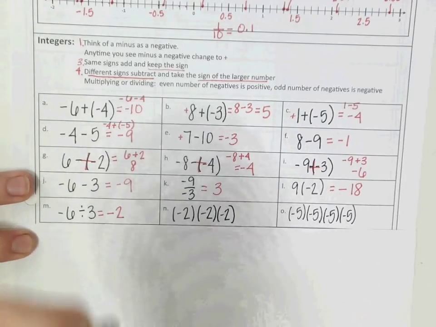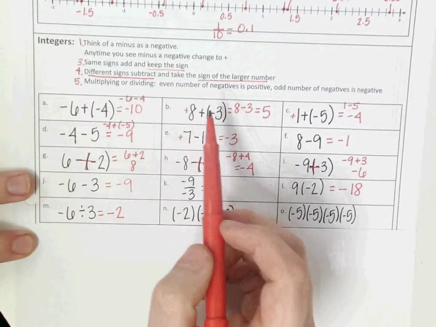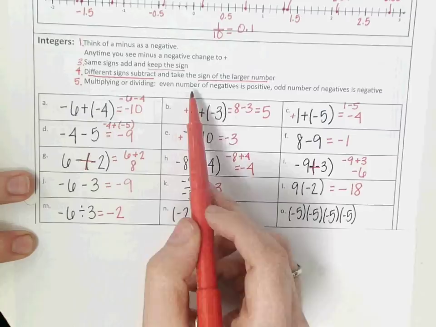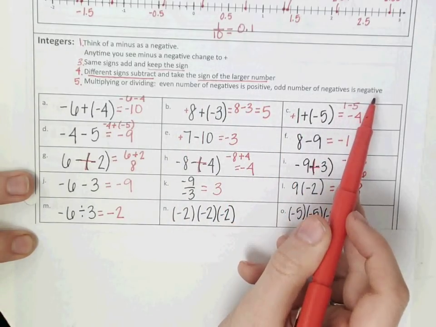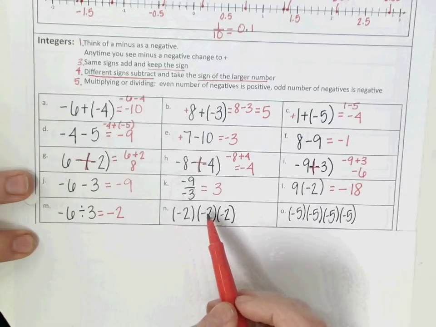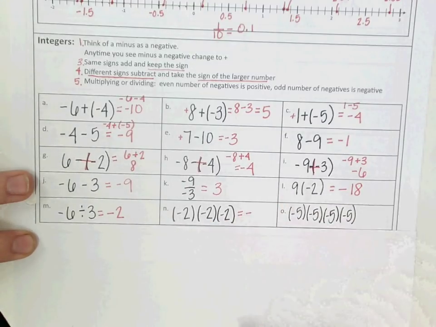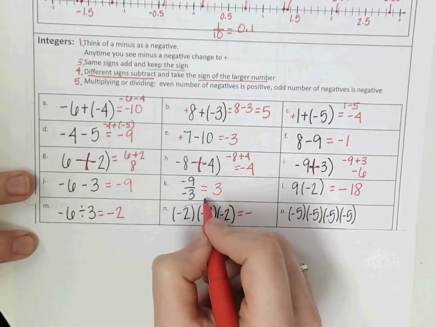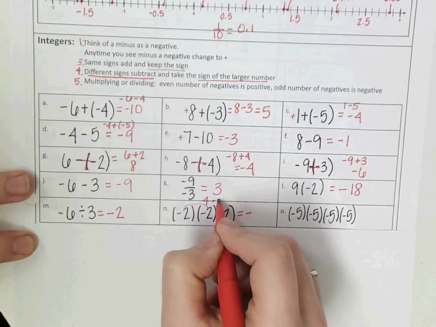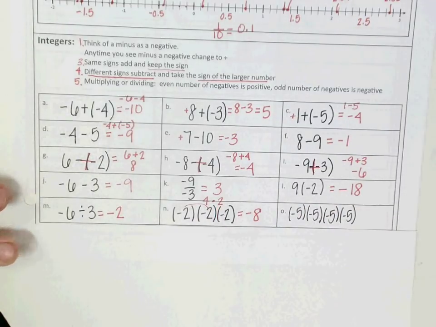Letter N can use rule number 5 here. When multiplying or dividing, if I have an even number of negatives, then my answer is positive. If I have an odd number of negatives, my answer is negative. Well, here we see we have 3 negatives, so it's odd. We know our answer is going to be negative. Then we just do this in a row. So we do 2 times 2, which gives me 4. And then I still multiply by 2, and 4 times 2 is 8. So my answer is negative 8.